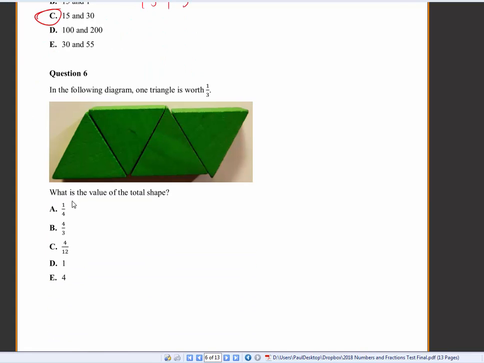Alright, in this shape here, one triangle is worth 1/3. Total value of the shape? A number of students said 1, because they're so used to the whole being 1. But it's not always the case, and in fact, if this is a third, this is a third, this is a third, and this is a third, we've actually got 4 thirds here, or 4 lots of 1/3, which is 4/3. There's our correct answer.